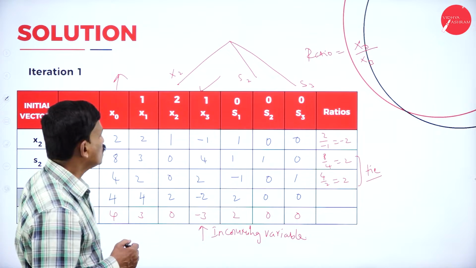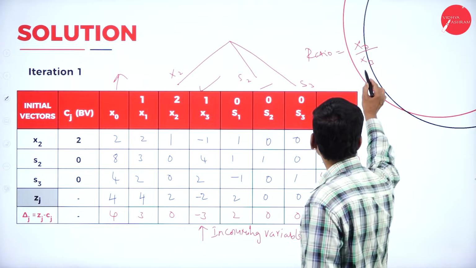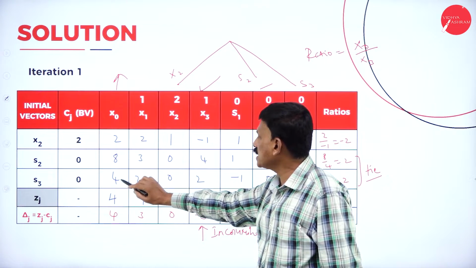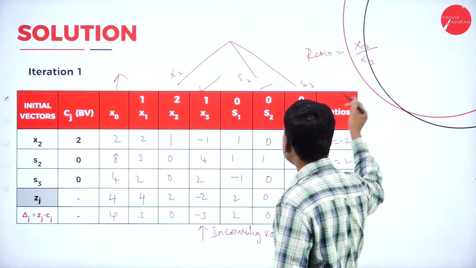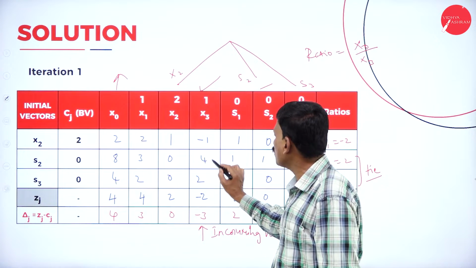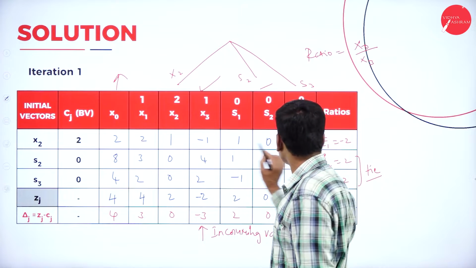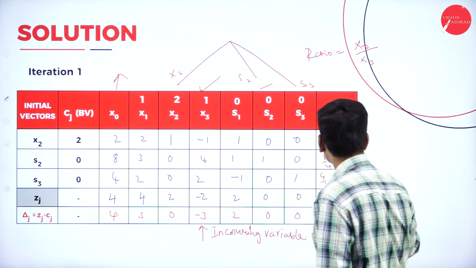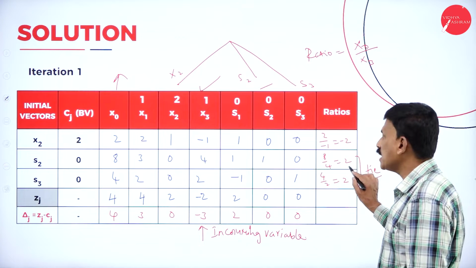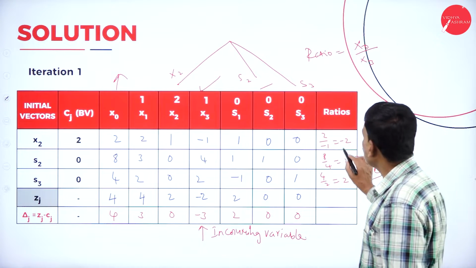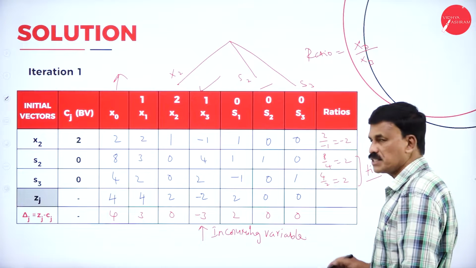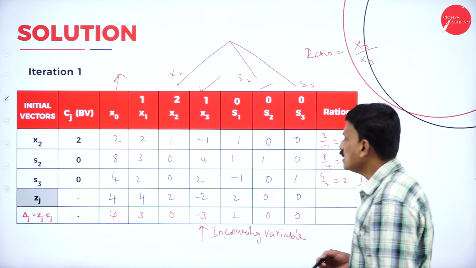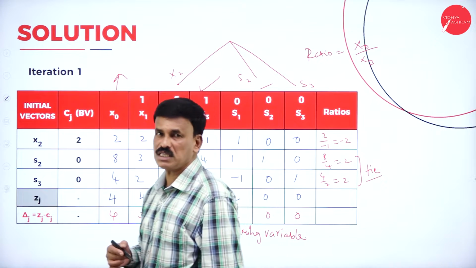The ratio is found to be x0 divided by x3. The values of x0 are 2, 8 and 4, divided by the incoming variable x3, that is minus 1, 4 and 2. So 2 by minus 1 is minus 2, 8 divided by 4 is 2, 4 divided by 2 is equal to 2. Here these two values are the same. The ratios in R2 and R3 are the same, so there is a tie, and this tie is to be eliminated.